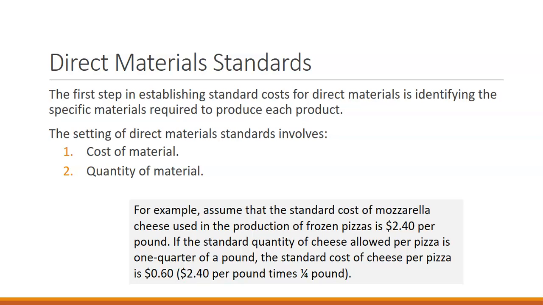So in this example, we're looking at making pizza. So what is the standard cost of mozzarella cheese? So we have the standard cost is $2.40 a pound. So if we normally use a quarter of a pound on a regular pizza, then the standard cost of cheese per pizza is 60 cents, or $2.40 times a quarter pound.